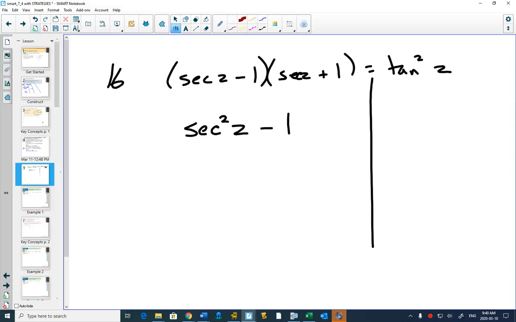And then, secant squared minus 1, I see that 1. And I see a secant squared. Can I do that in one step to get secant squared minus 1 by itself? Yes. What's it equal to? Tan squared. Therefore, left side equals right side.